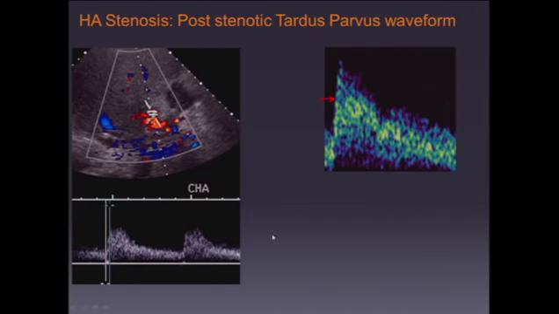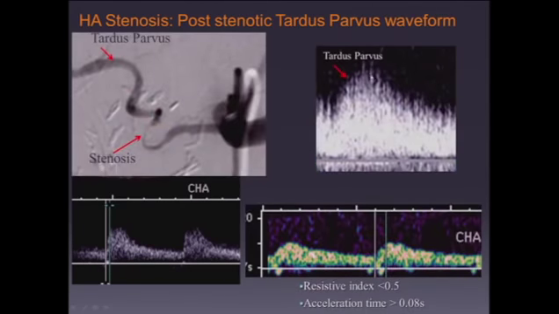Hepatic artery stenosis produces a tardus parvus waveform distal to the point of stenosis. On the left is a normal common hepatic artery, and the normal waveform has a sharp upstroke in early systole. The tardus parvus waveform is characterized by a much more gentle upstroke in early systole, a resistive index of less than 0.5, or acceleration time of greater than 80 milliseconds.